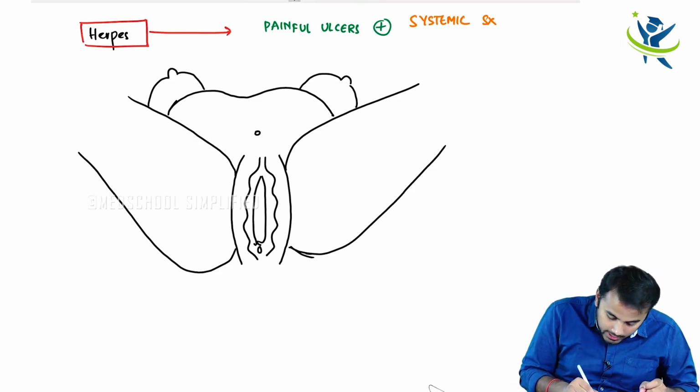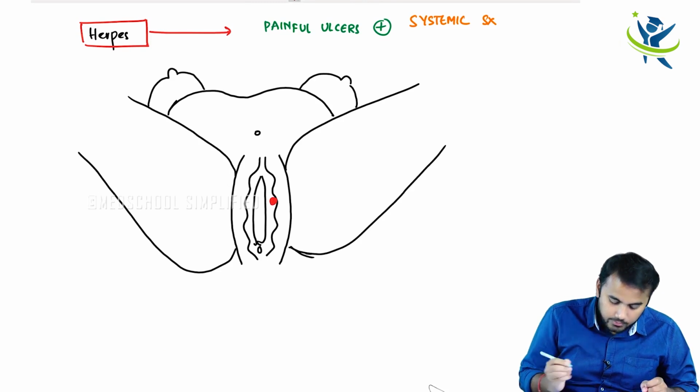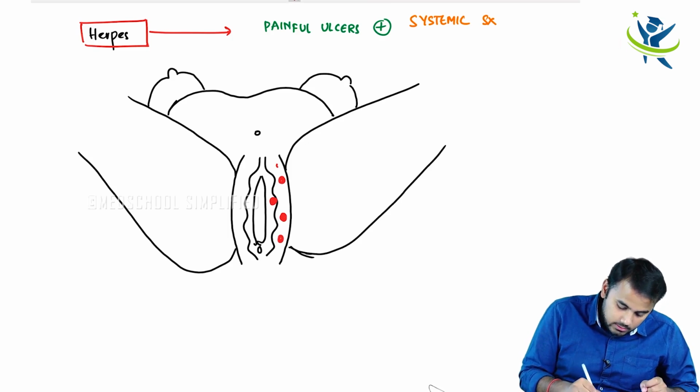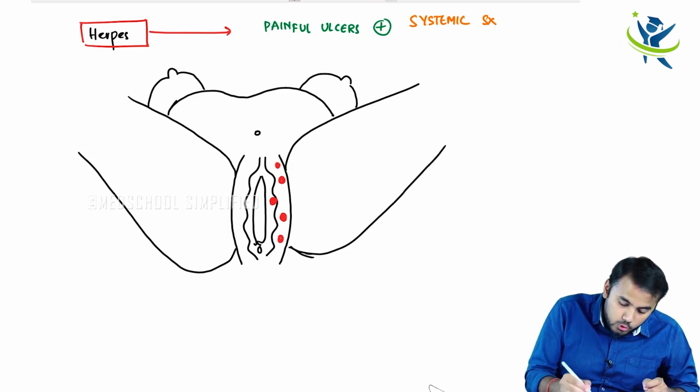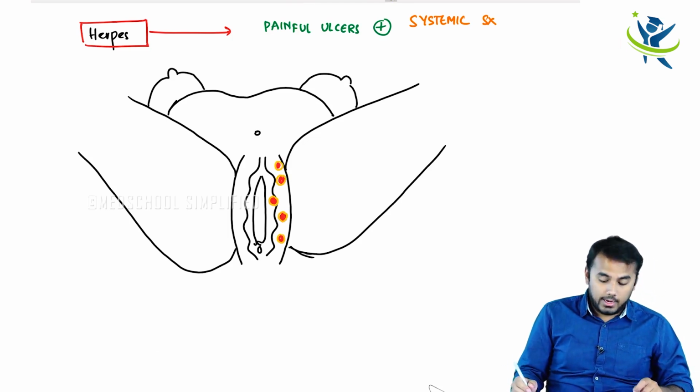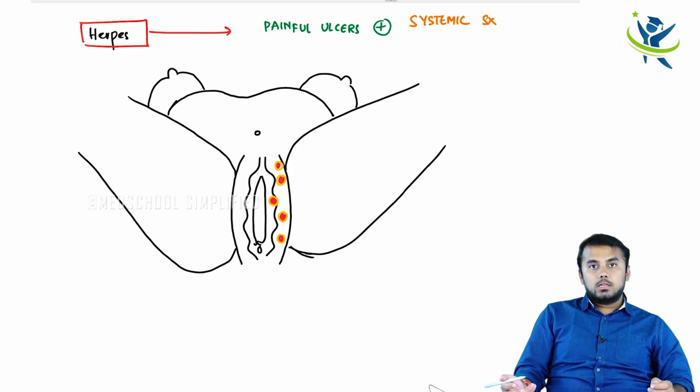Now you see on the labia minora, on the labia majora, you will find multiple ulcers. On the labia minora, you might find a single ulcer, but on labia majora, you will find multiple ulcers. Right? So all these ulcers, these are called as what? Chancroids. Okay, so this is labia minora and that is labia majora. So this is the place where you will find the ulcers.